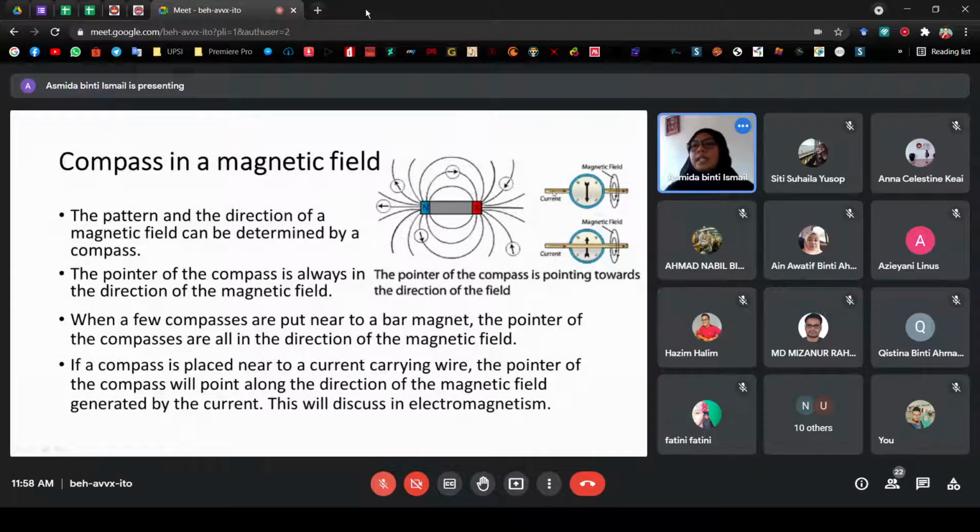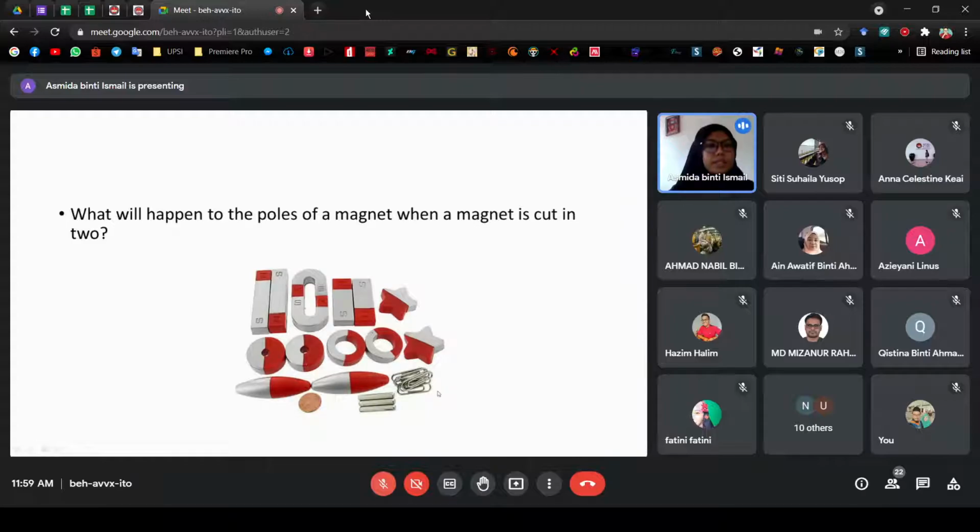Okay, actually, if you have one rod or one wire that has a current, at the outside of the rod or the outside of your wire, you have a magnetic field. Okay, nanti kita tengok contoh dia apa yang dimaksudkan.